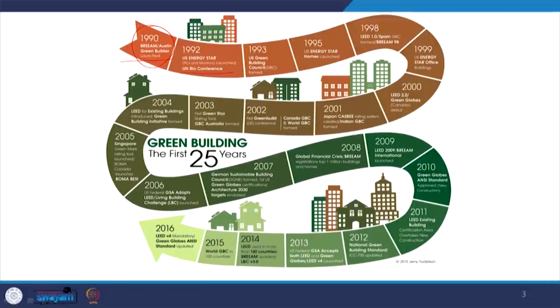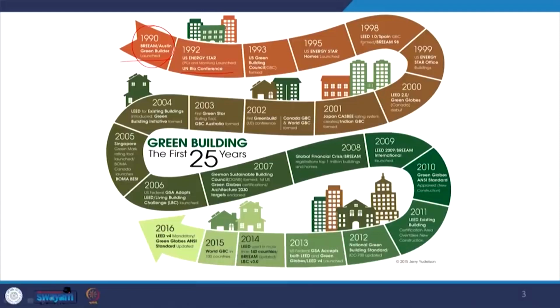In 1998, for the first time, USGBC came up with the LEED program, which is one of the most successful green building rating programs across the world along with BREEAM. So, LEED came 8 years after BREEAM was launched. In 1999, further variations to the star rated programs from the US came out. Earlier it was Energy Star only for homes, and then the new one was Energy Star Office.